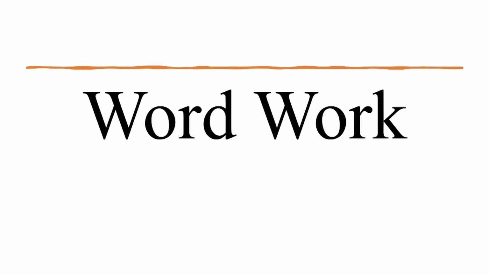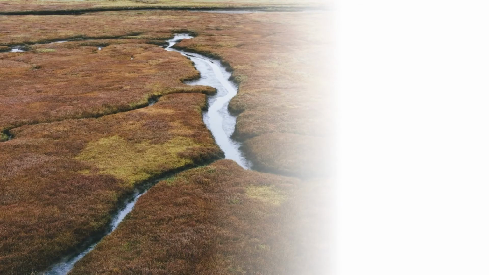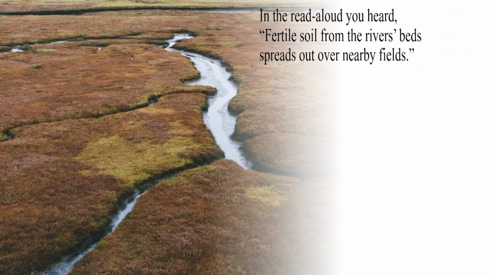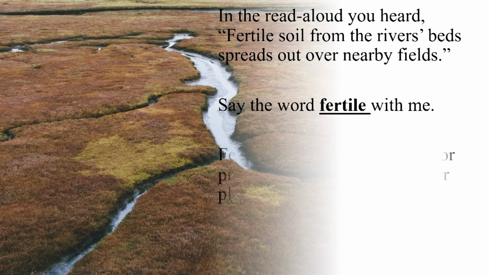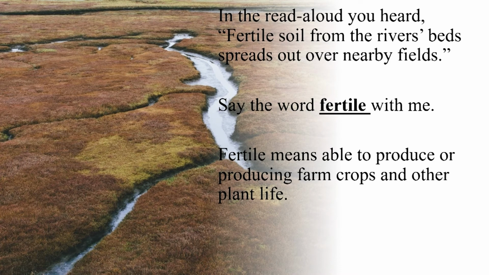That was outstanding. Y'all did a great job at home. It's time to review a very important word that we have heard in the story. The read aloud has given us so much information about the early civilization along the Indus River. When reading and listening, we heard that fertile soil from the river's bed spreads out over nearby fields. What type of soil? Fertile. Fertile soil. That's right. Say the word fertile with me. Fertile. Fertile. Fertile means able to produce or producing farm crops or other plant life.